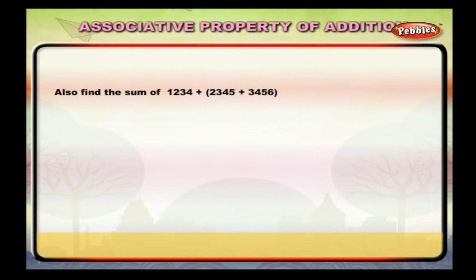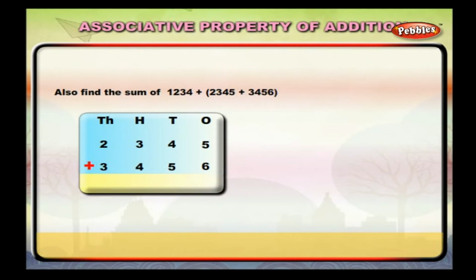Now change the grouping and find the sum of 1,234 plus 2,345 plus 3,456. Arrange the second and the third numbers in a column. 2,345 plus 3,456. Add ones. 5 plus 6 is equal to 11. Write 1 below the ones column and carry over 1 to the tens column.